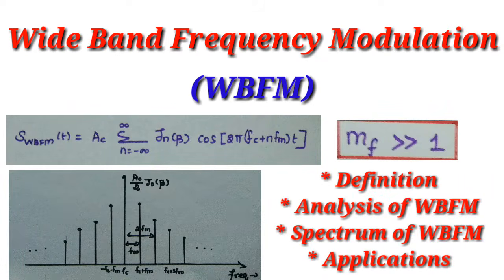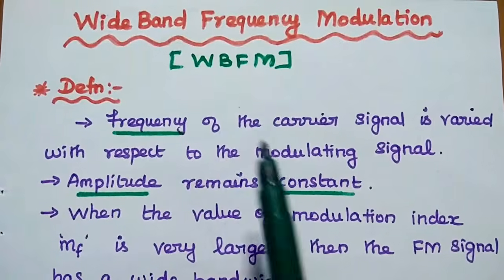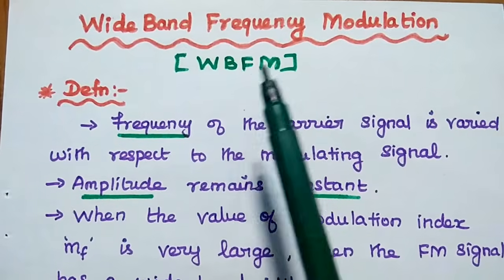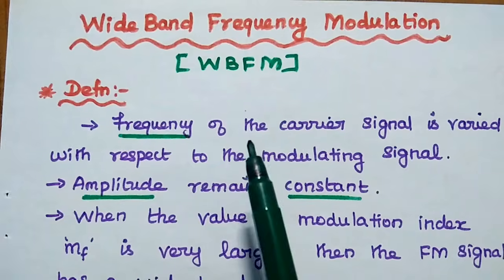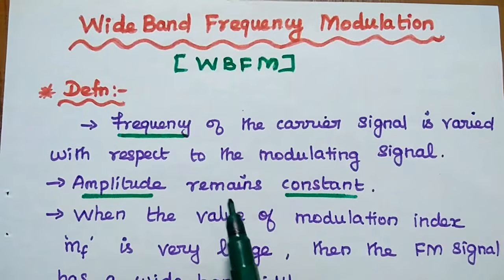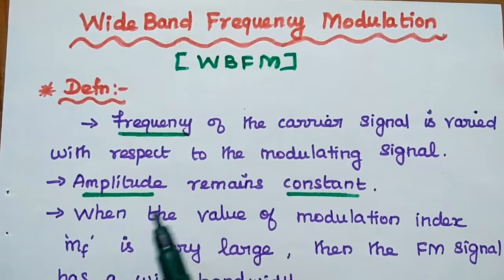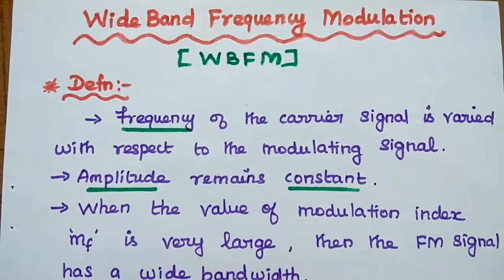Dear students, now we are going to discuss wideband frequency modulation in detail. Let's start with the definition of wideband frequency modulation, simply called WBFM. In wideband frequency modulation, the frequency of the carrier signal is varied with respect to the modulating signal. Here the amplitude remains constant, only the frequency is varied.